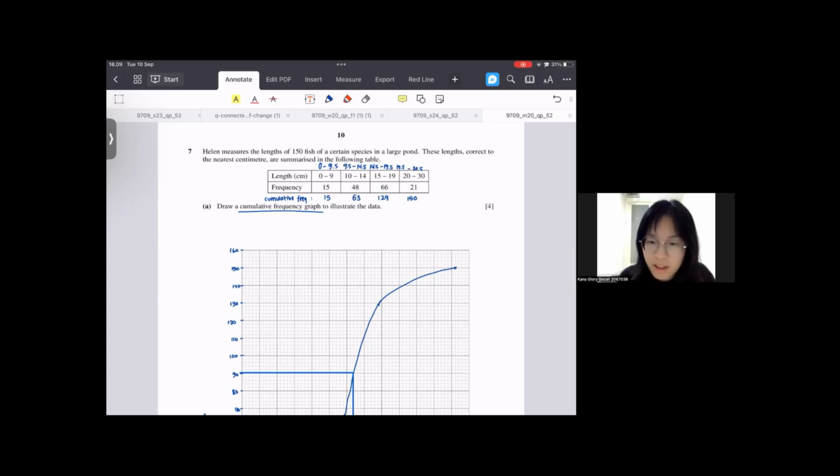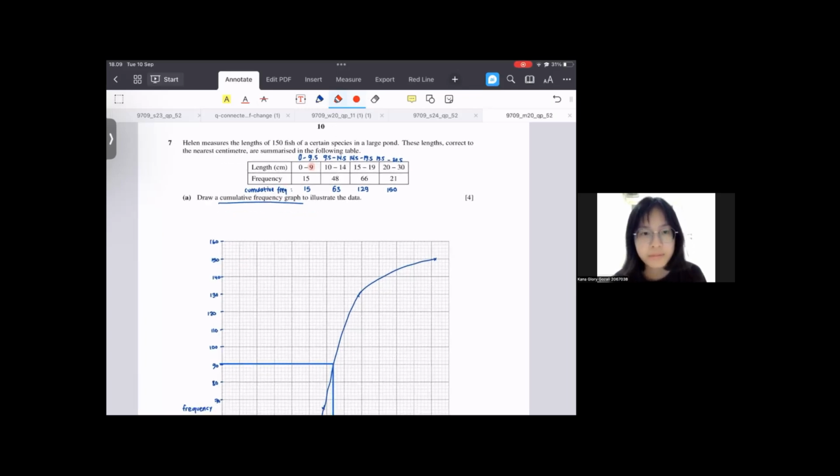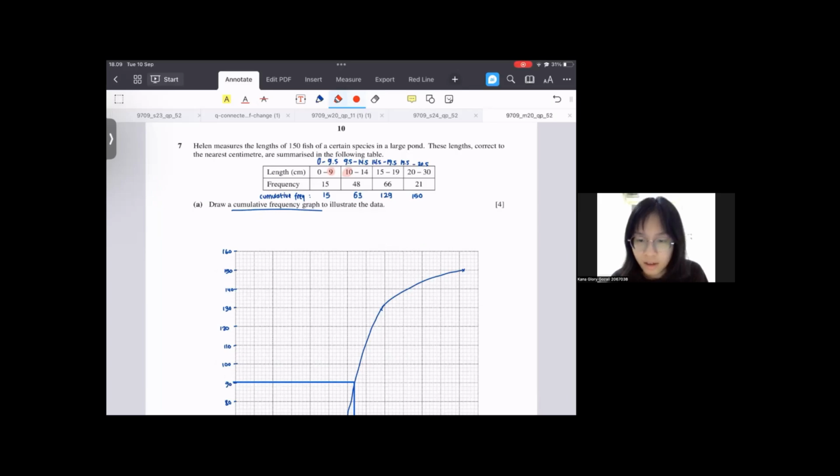So we can see here that the data are not connected to each other. I mean, they are connected, but they're not continuous yet. It can be shown here from 9 to 10, they're not connected, and from 14 to 15, they're also not connected. So what we can do is extend the class width a bit, plus minus 0.5. So from 0 to 9.5, 9.5 to 14.5, and so on.